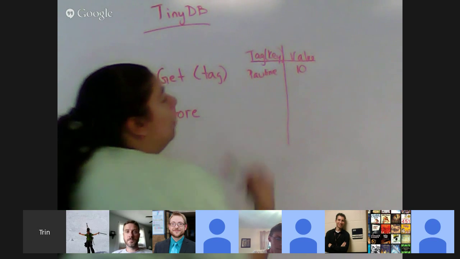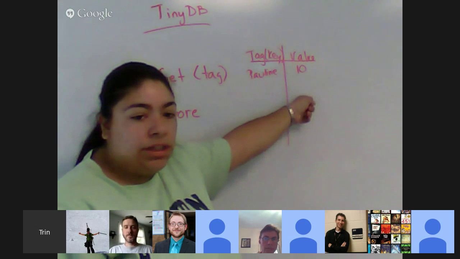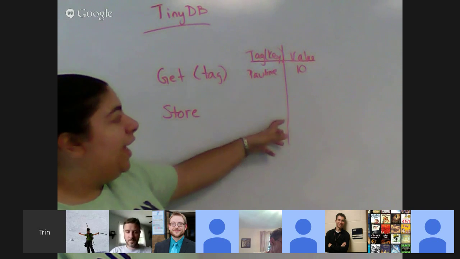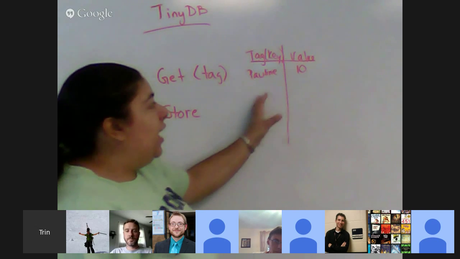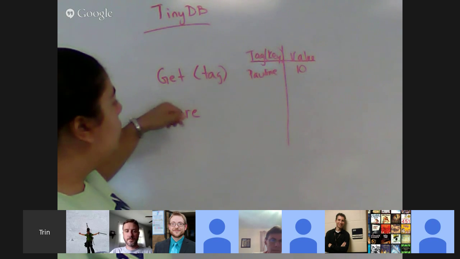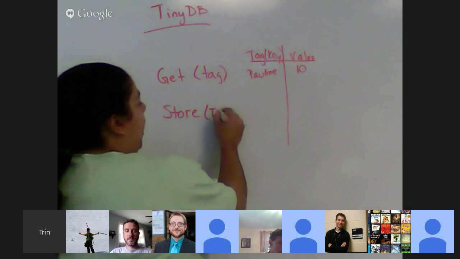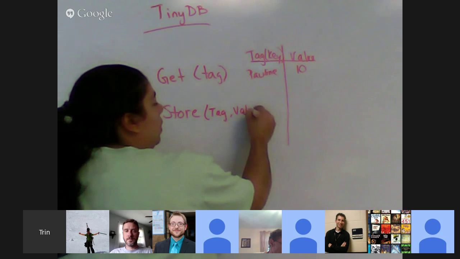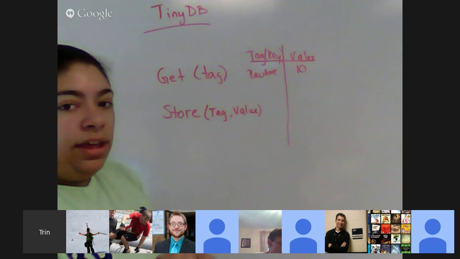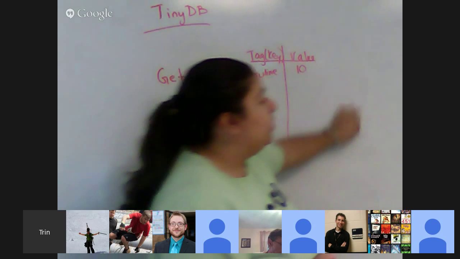So if I want to figure out my score, I have to say get Pauline, and it will return the value of 10 for me. So you're always working with the tag or the key and then the value. The tag and the key have to be unique. So when you did it with TinyDB, you would do get tag and then you also store, and you needed a tag to store and a value. Okay. So far, so good? If you have questions, shout them out.